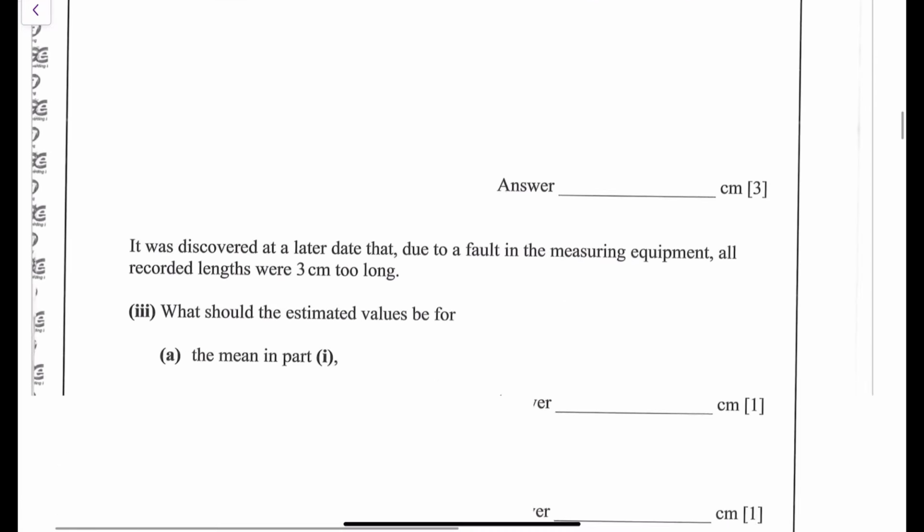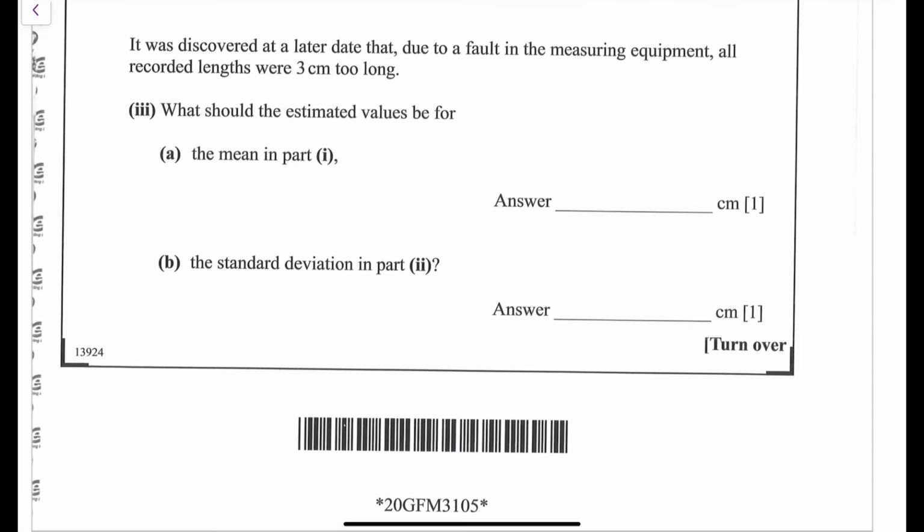Okay, last bit of this question is a wee bit about changing or scaling data. It says it was discovered at a later date that due to a fault in the measuring equipment, all the recorded lengths were 3 centimetres too long. So what should the estimated values be for the mean? So our mean was 51.9. If you take away 3 from every value, you will also take away 3 from the mean. So it becomes 48.9.